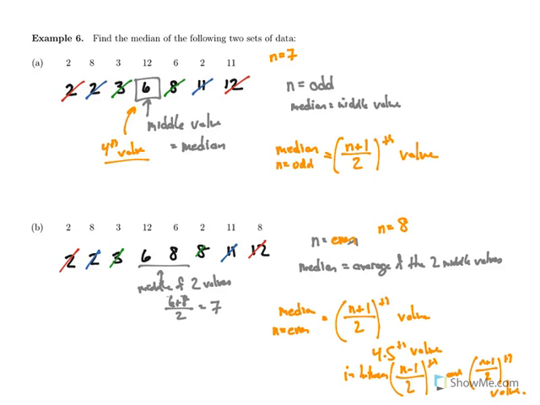So to clear up one little mistake I made, I said the median will be in between the (n minus 1) over 2 and (n plus 1) over 2 value. That was a little bit wrong. This should say between the n over 2 and (n plus 2) over 2 values.